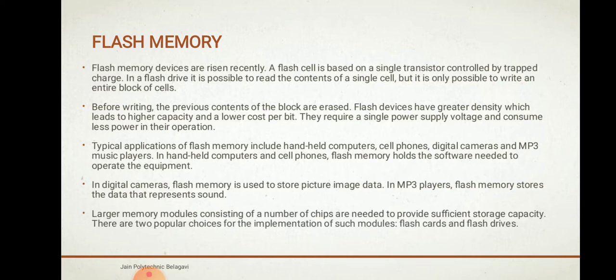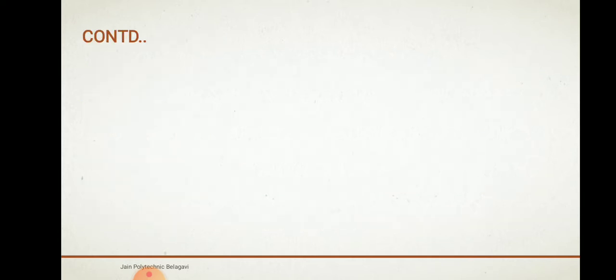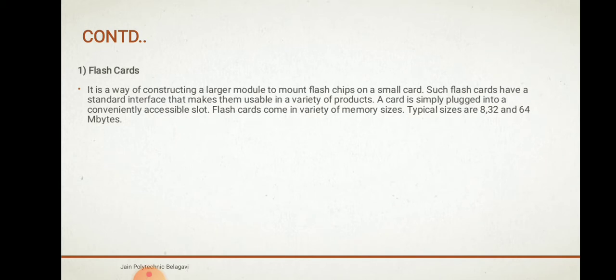Larger memory models consist of a number of chips that are needed to provide sufficient storage capacity. Now there are two popular choices for the implementation of such models. That is, there are two types of flash memory: flash cards and flash drives. So let us see one by one what flash cards and flash drives are. First we'll go to flash cards. It is a way of constructing a larger model by mounting flash chips on a small card. So here a larger model of flash chips is mounted on a small card.